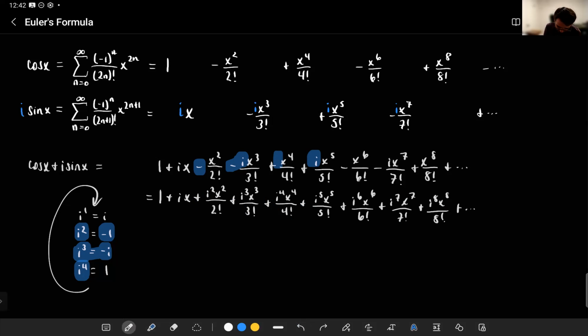And I could write this as a series in a very nice way. I could say, so we can write sigma notation, go from n equals 0 to infinity. And I could just say, okay, for a general term, the 5th term is just ix to the 5th over 5 factorial, right? So in general, the nth term should be ix to the n over n factorial.